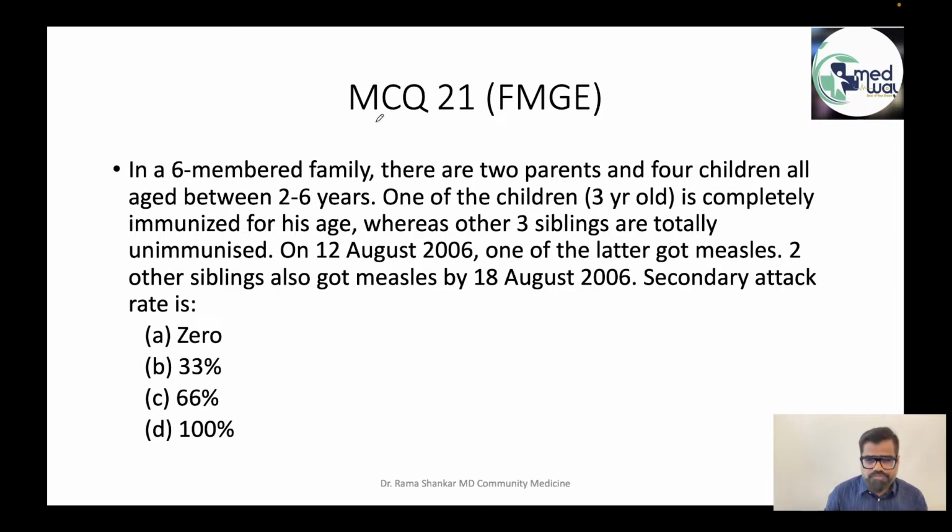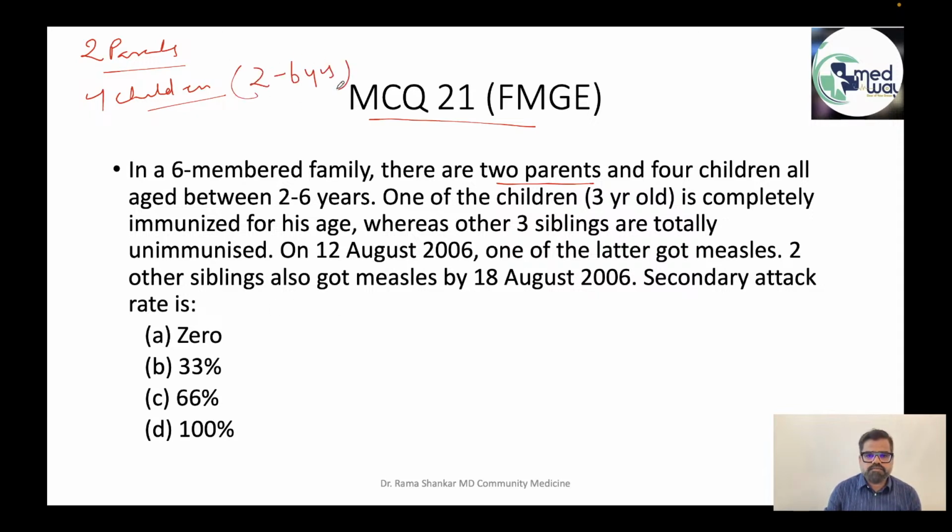Okay, let's take the 21st question. Now, let's see what the question is saying. In a 6-membered family, there are 2 parents and 4 children, all aged between 2 to 6 years, right? One of the children is completely immunized. So what about the remaining 3? The other 3 siblings are unimmunized.